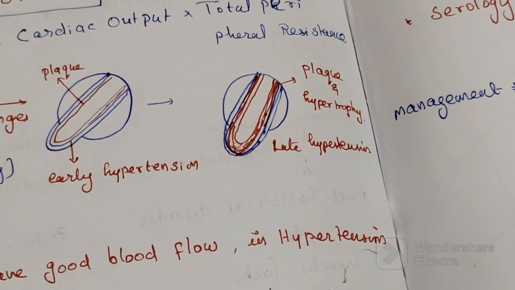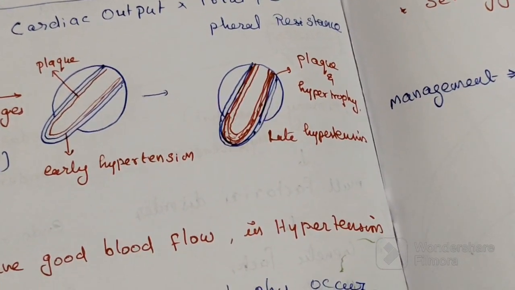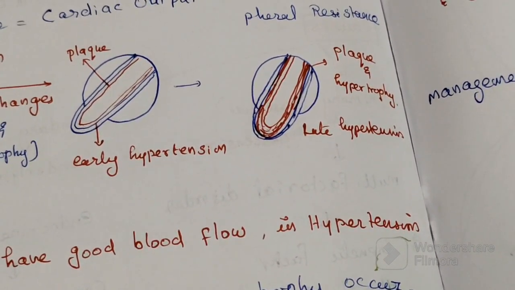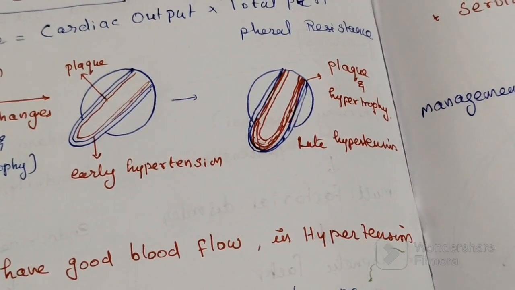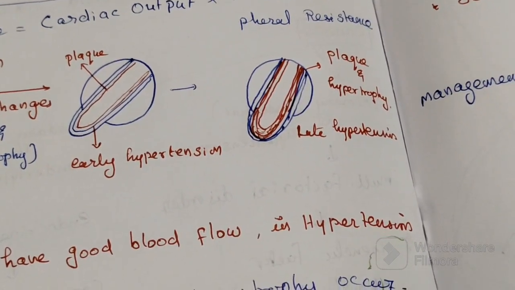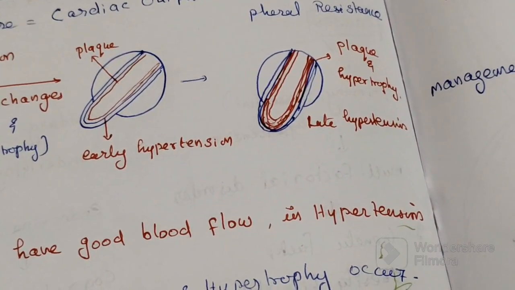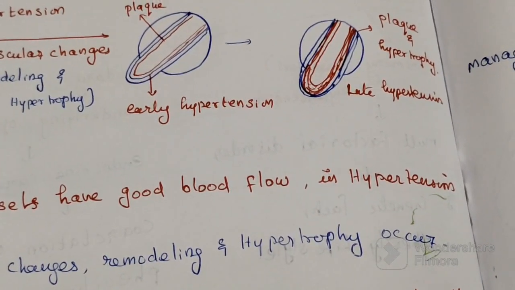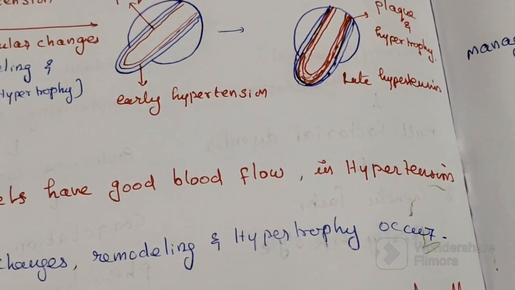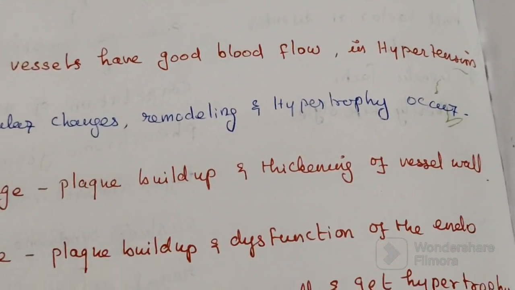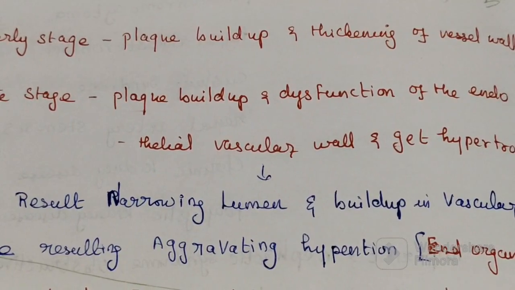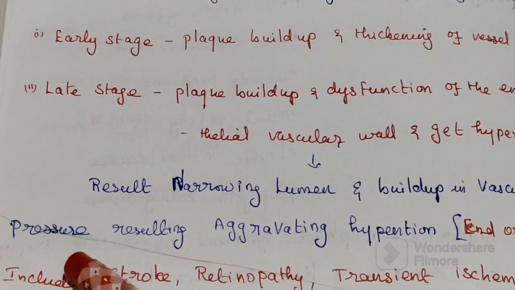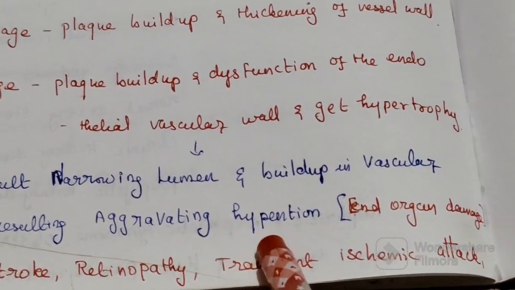Why does that plaque formation happen? Due to dysfunction of the endothelial vascular wall, and you get hypertrophy also. All these changes result in narrowing of the lumen. Narrowing of the lumen and buildup of vascular pressure result in aggravating hypertension.